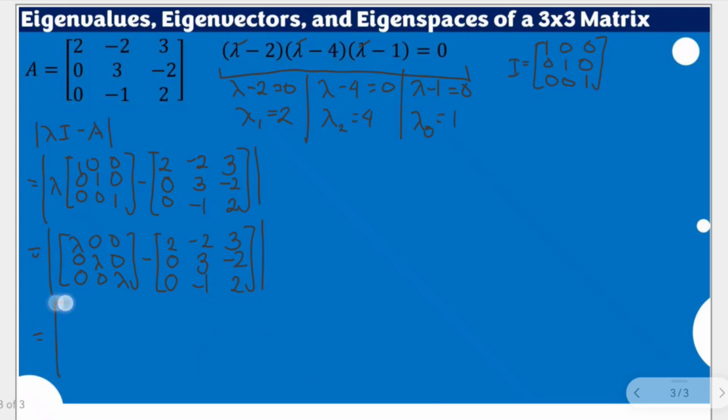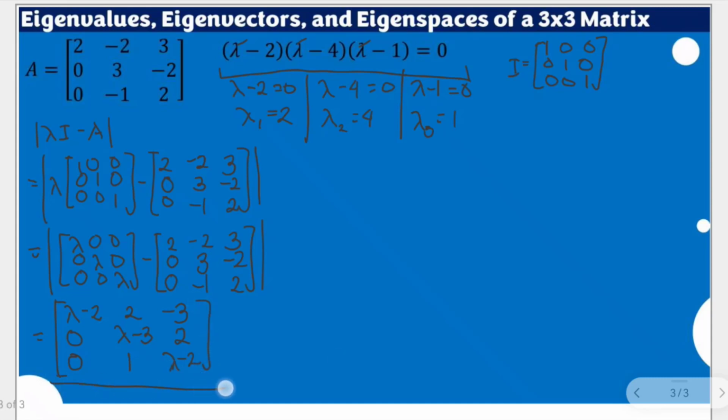Since they are both 3 by 3 matrices, our difference is defined, and we'll have these entries. We have lambda minus 2. 0 minus negative 2 is positive 2. 0 minus 3 is negative 3. Then, you have 0 minus 0, lambda minus 3. Next, you have 0 minus negative 2 is positive 2. You will have 0 minus 0, 0 minus negative 1 is positive 1, and you have lambda minus 2.